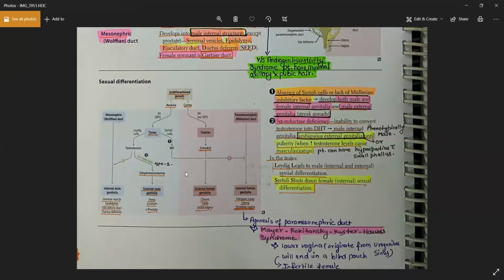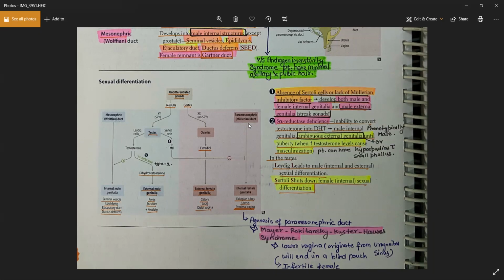Yes. And now, if this Y chromosome is there, then you will have an SRY region that will secrete some hormones or something that will convert all these gonads into the testes. Testis has two cells, Sertoli cells and the Leydig cells. Sertoli cells will release the Mullerian inhibitory factors that will cause a suppression of this paramesonephric duct.